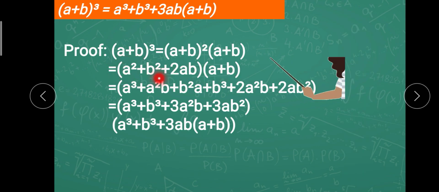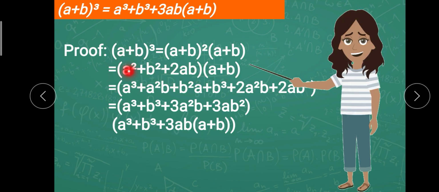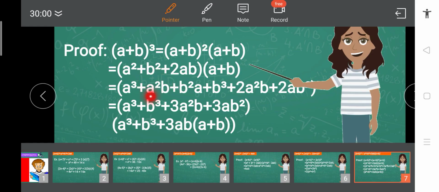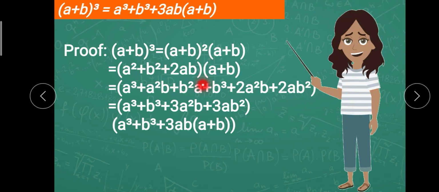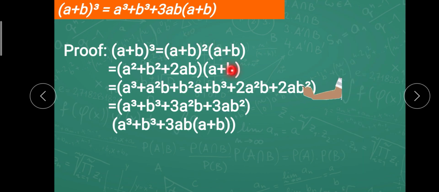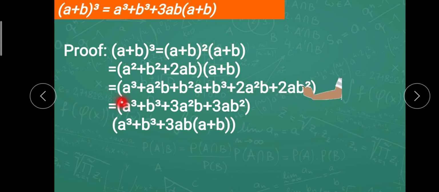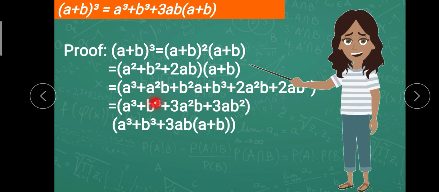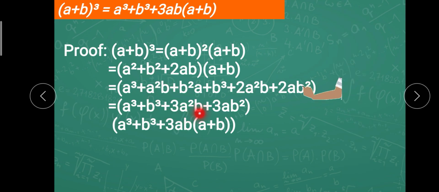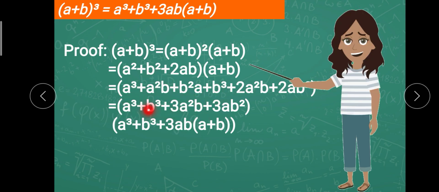When we multiply a² with a, we get a³. When we multiply a² with b, we get a²b. When we multiply b² with a, we get ab². When we multiply b² with b, we get b³. When we multiply 2ab with a, we get 2a²b. When we multiply 2ab with b, we get 2ab². So now adding similar terms, we have 2ab² and ab², so 3ab². Similarly we have 2a²b plus a²b, so 3a²b, and a³ and b³ remain as they are.